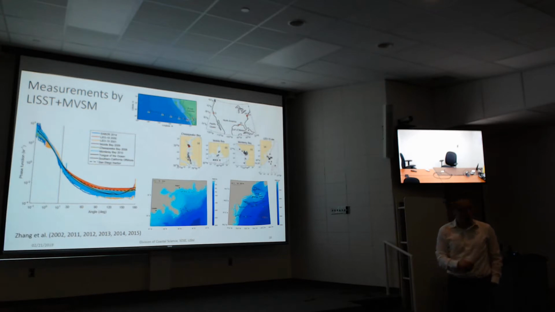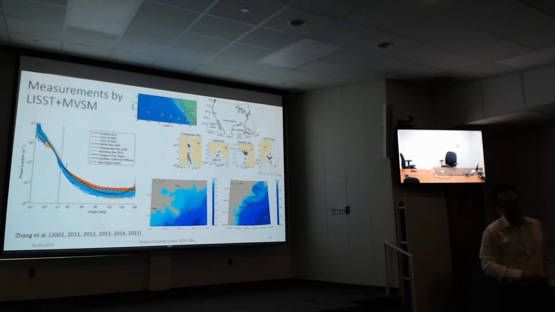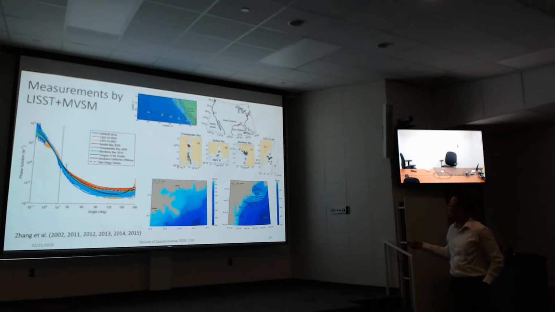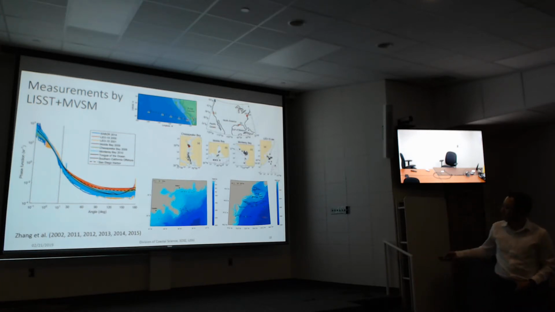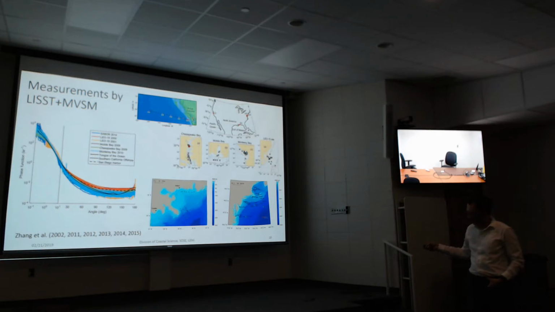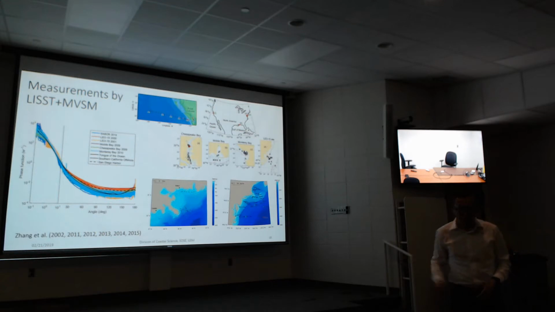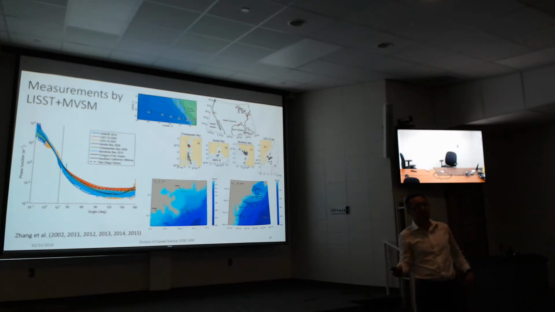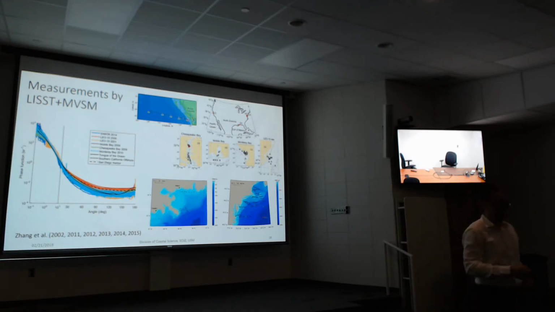With confidence in the instrument, we went out to make measurements, and over the past 10 years we have measured in many places. We measured in Chesapeake Bay, Mobile Bay, Monterey Bay, and also in the open ocean: the Gulf of Mexico, the North Atlantic Ocean, and the Pacific Ocean. Those are just some of the data we measured at different locations. So now we have met the first challenge: we acquire data.